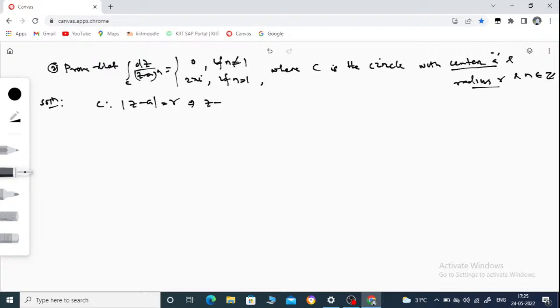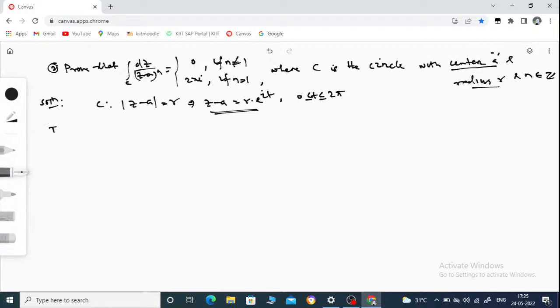This implies if I remove this modulus, I can get z minus a is equal to r e to the power it, where t varies from 0 to 2 pi. Okay, since it is a complete circle, so this is the equation of the curve. Okay, so what will be the parametric equation of this curve?